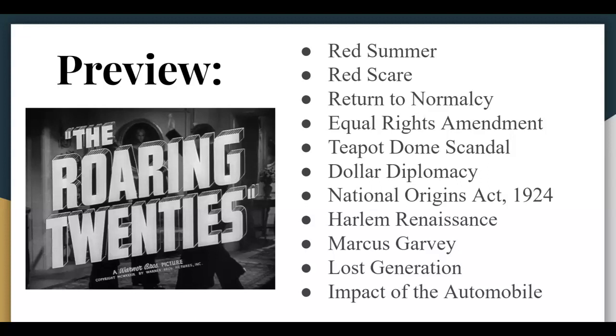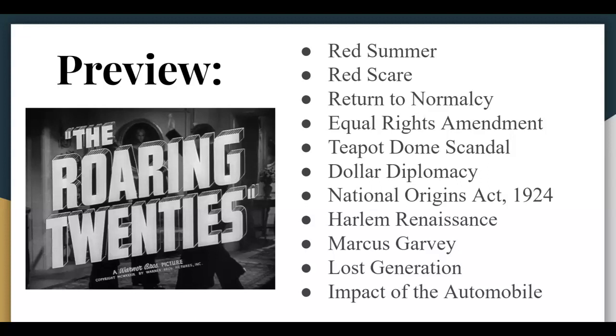People are somewhat disillusioned with the war, which basically means that the United States kind of wants to separate ourselves from Europe and European problems, because World War I at the time technically was supposed to be the war to end all wars. So we want to return to normalcy. You see that's one of the themes or concepts here on the list.